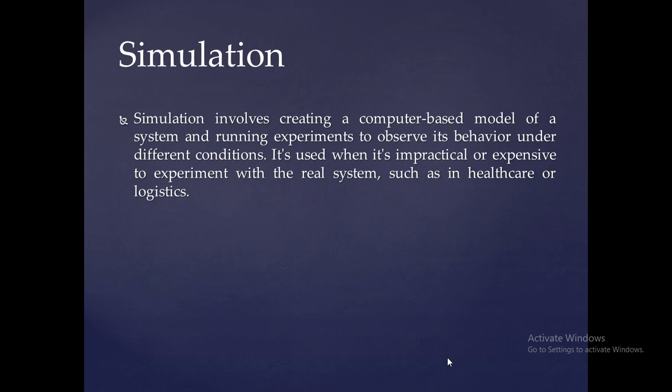Simulation. It is another vital operations research model, offering a unique way to experiment with complex systems. Simulation involves creating a computer-based model of a system and running experiments to observe its behavior under different conditions. It's especially useful when real world experimentation is impractical, expensive, or risky. Simulation provides a safe and controlled environment for testing.